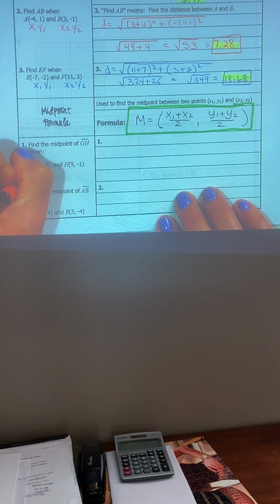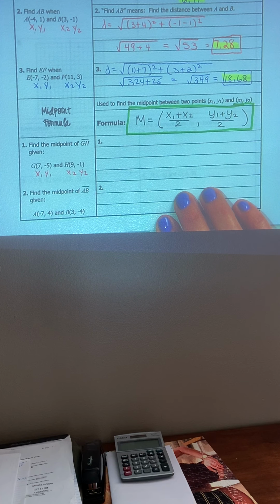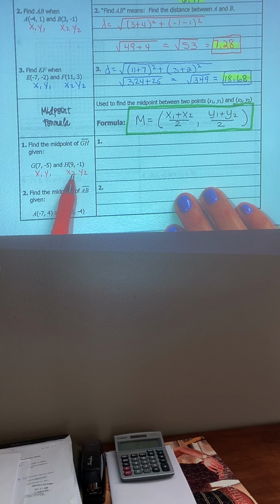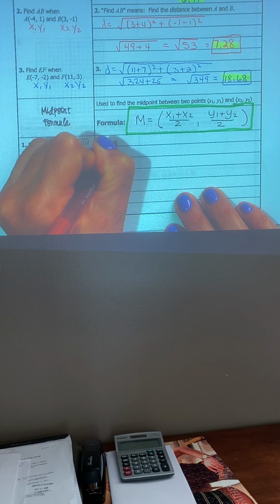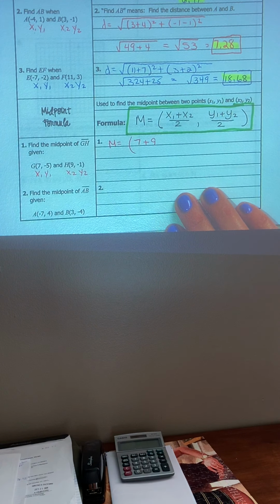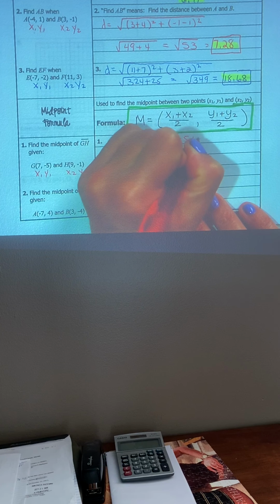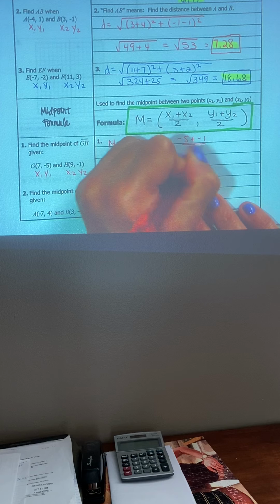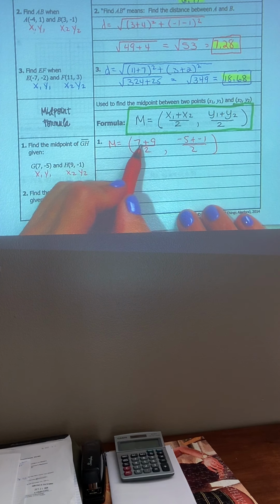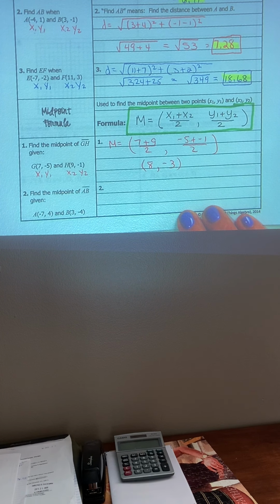So again, every ordered pair is x1, y1, and x2, y2. All right. Now notice this is an ordered pair, so we're going to do x1 plus x2 over 2. So 7 plus 9 over 2. And then we're going to do negative 5 plus negative 1, or negative 5 minus 1, same thing, over 2. All right, and let's compute. That's 16 over 2 is 8. Negative 6 over 2 is negative 3. And here's my answer. Done.